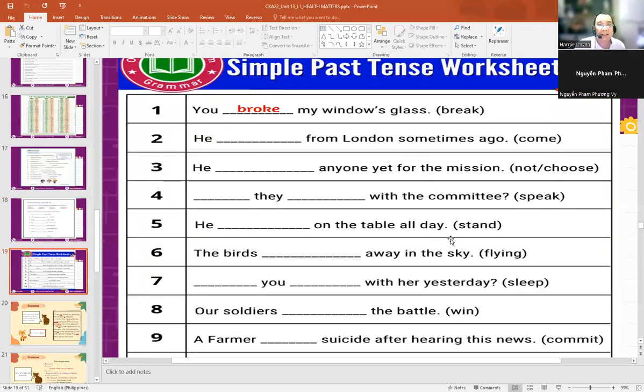Okay. Again, simple past tense worksheet. It may be a combination of both regular and irregular verbs. Number one has been given. You broke my window's glass. So the base form is break, and you need to form the past tense of break. That makes broke. Break is the present tense. Broke is the past tense. We call this one an irregular verb because when we change it to the past tense, we change the spelling. Okay, V? Okay, next. Number two.